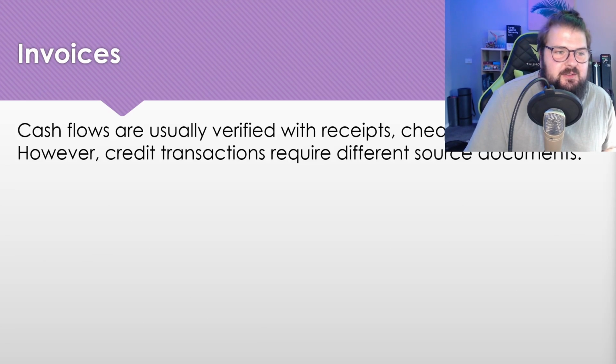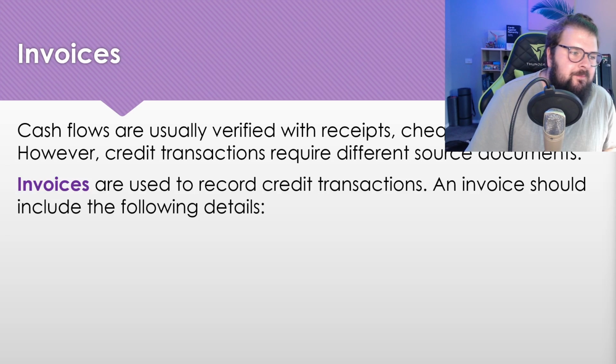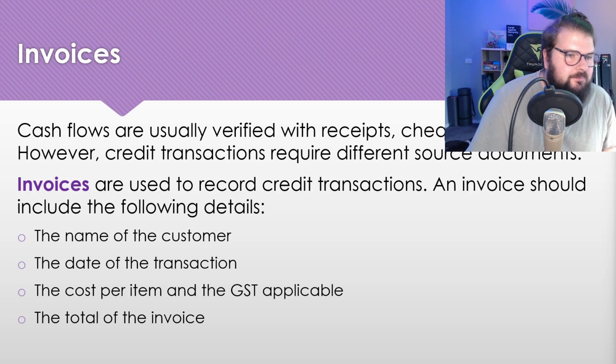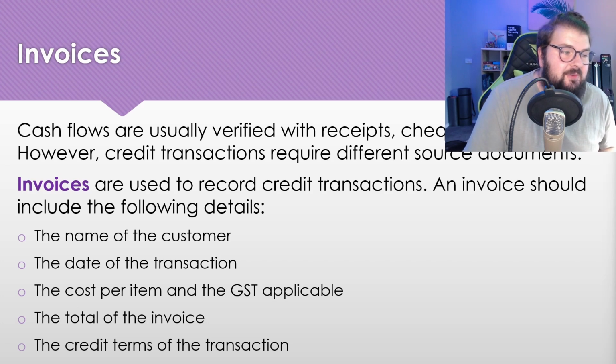This is our invoice. So normally we have receipts, checks, or EFT details, but with credit transactions, we use invoices. So they always have the following details. They always have the name of our customer, the date of the transaction, the cost of the item and the GST included, the total of the invoice, and also the credit terms, meaning when that debt is expected to be paid within.